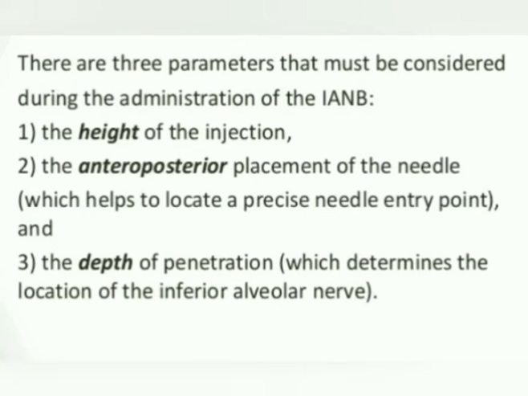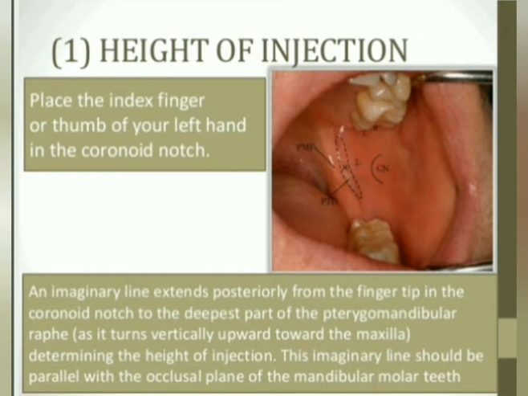3 parameters for administration of IANB. 1 is height of injection, 2 anterior posterior placement of needle, 3 the depth of penetration. Height of injection: imaginary line extends from deepest portion of coronoid notch to the deepest part of pterygomandibular raphe, determining the height of injection. Imaginary line should be parallel with the occlusal plane.